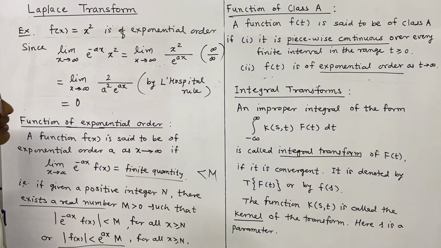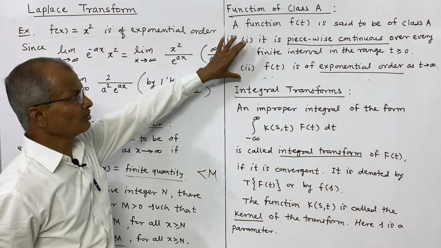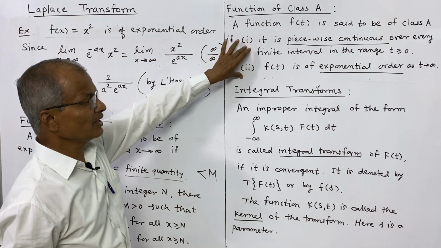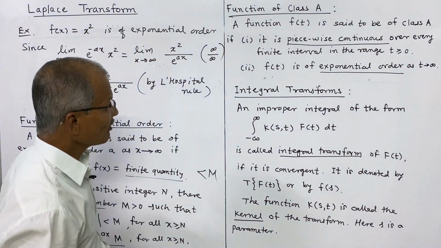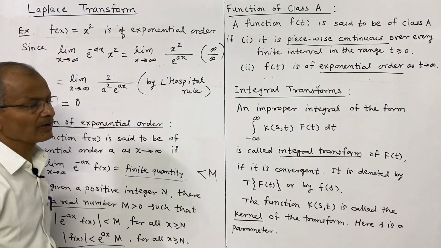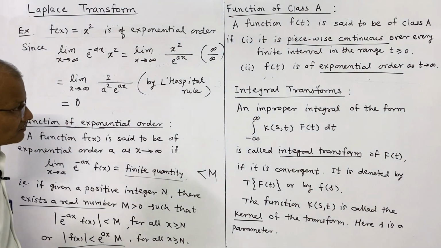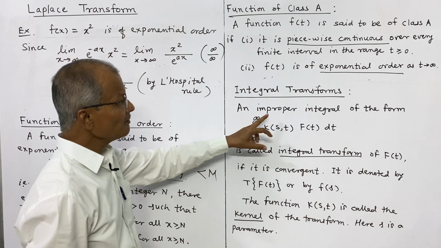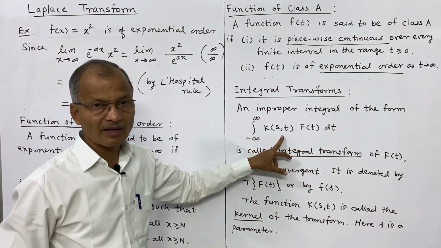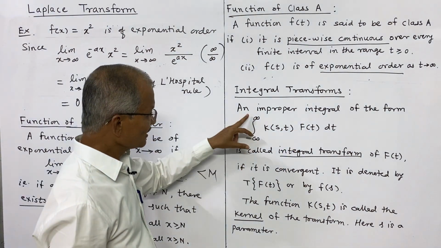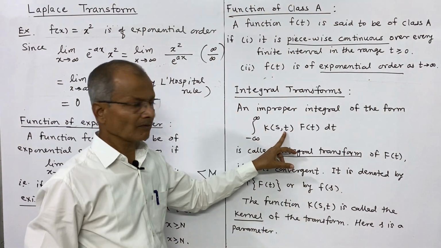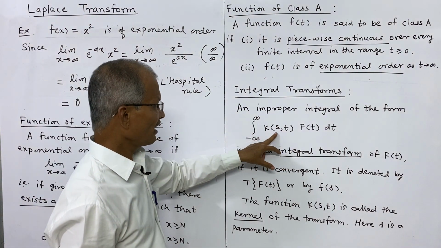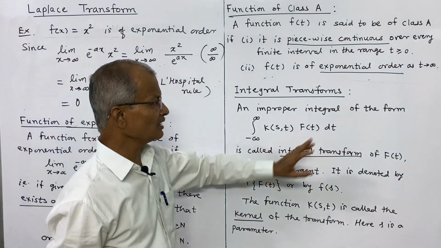Now with this function of class A, we should only understand the meaning of this function of class A, which has two properties. Now we will see what is the meaning of integral transforms. It is an improper integral of this form: integral from minus infinity to infinity of k, a function of two variables s and t, k of s comma t, into f of t dt.